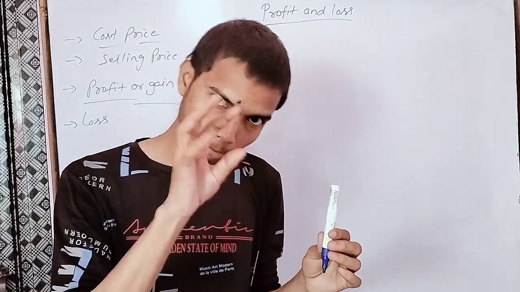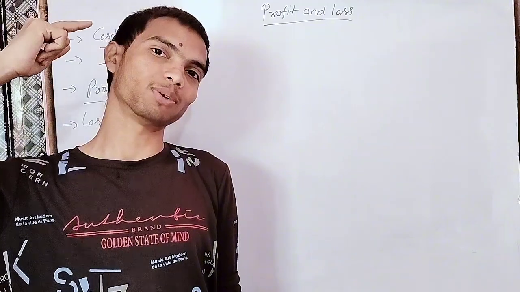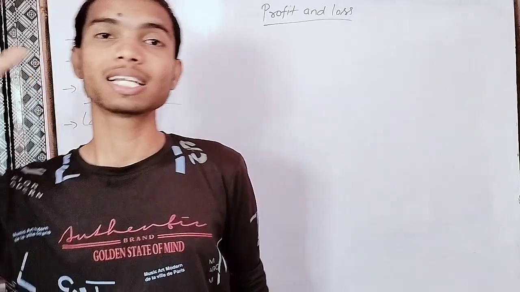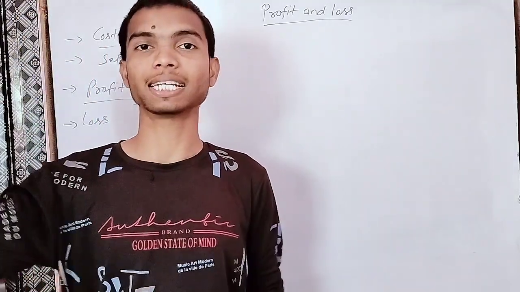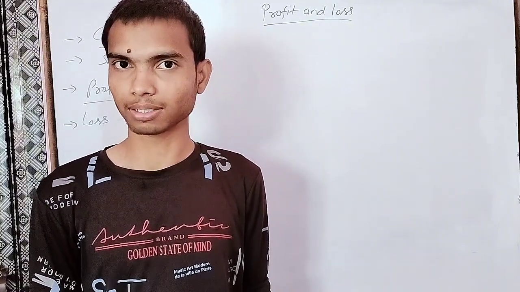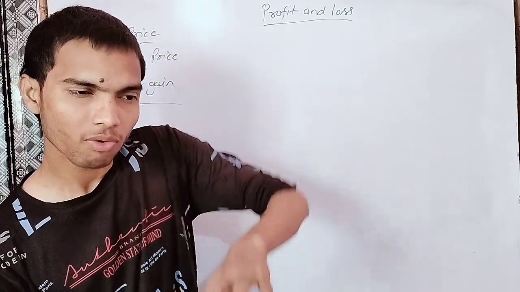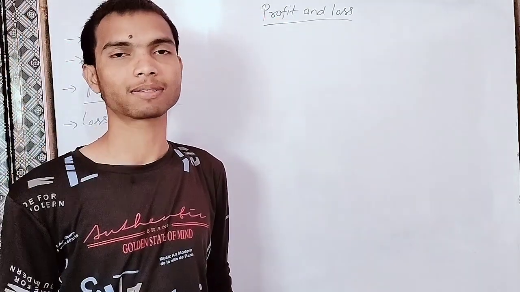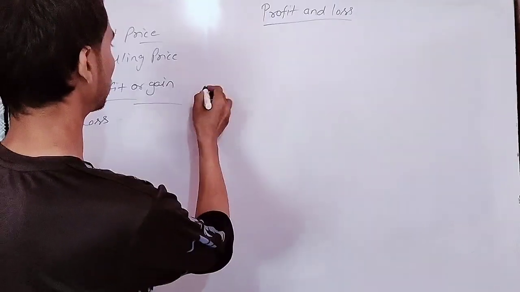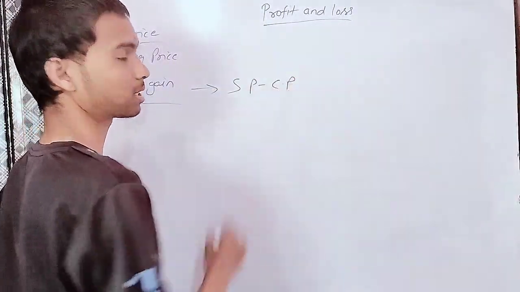So the cost price should be less, but the selling price should be more. Then profit will come. When the selling price of a material is higher than its cost price, that is profit. Clear? So to find the profit, the selling price is high and the cost price is low: selling price minus cost price. So the formula for this would be selling price minus cost price.